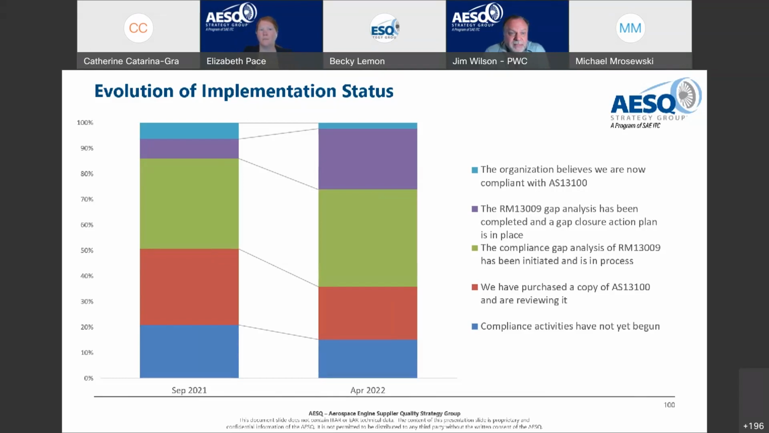Kind of funny to see that the percentage of respondents that thought they were compliant has dropped. I think probably because they started taking a look at the details of 13100, figuring out what was going on.